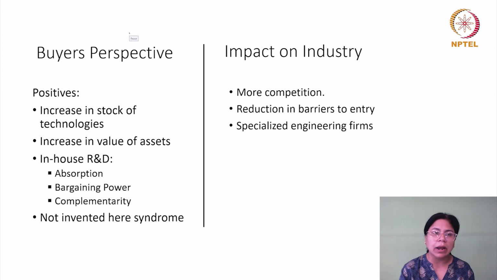And when we think from a larger perspective of the impact of the market for technology on the industry, clearly it leads to a reduction in the barriers to technology. What we have seen is also the evolution of specialized engineering firms, like we said in the case of biotechnology, semiconductors, etc., where the main focus of such companies is indeed on coming up with better technologies. Moreover, all these factors lead to more competition within the particular industry, and as a result benefit the consumer. We will look at some of the concerns of the buyers, particularly that of absorptive capacity, in detail now.